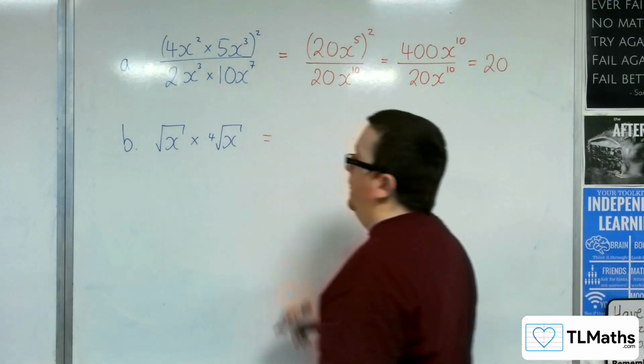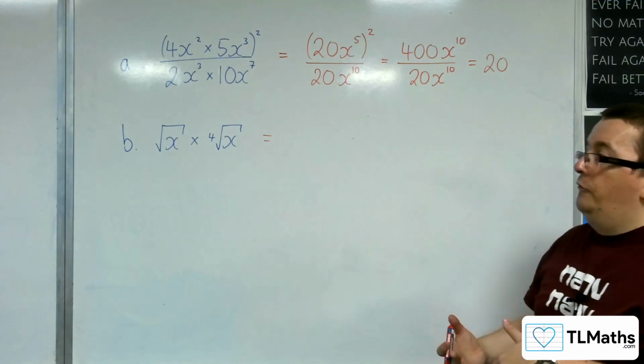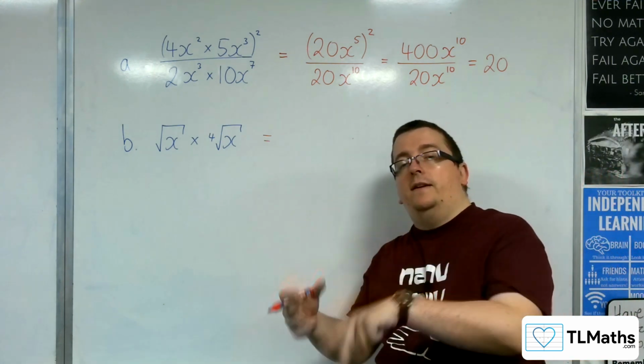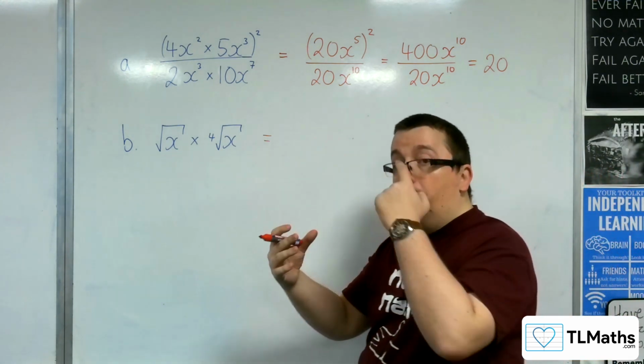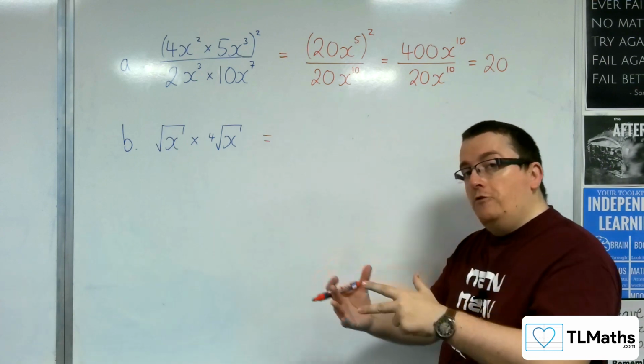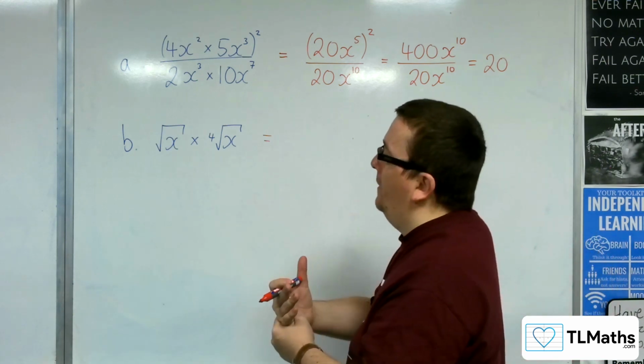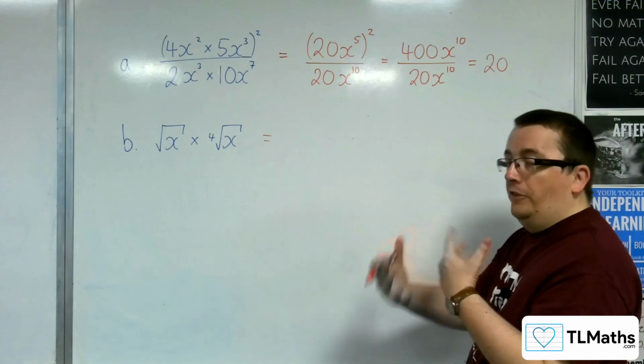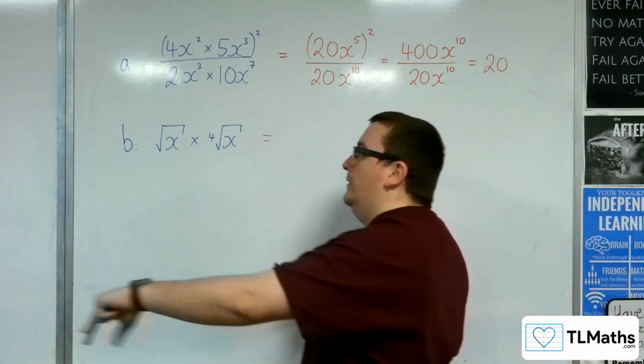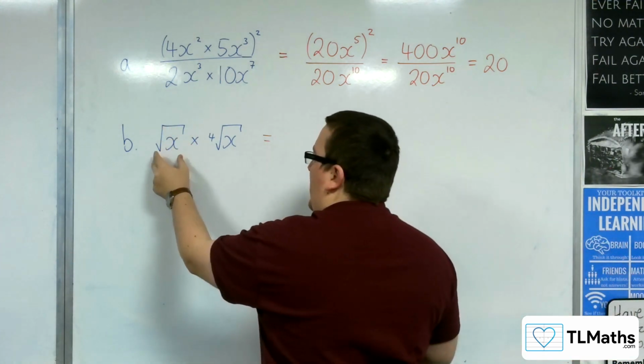Now as for b, when you're doing root x times the 4th root of x, you want to write it as x to the power of something. I like to call it preparing the vegetables, and you'll learn more about that on the A-level maths course when we get on to differentiation and integration. So we want to get it into the form of x to the power of something.